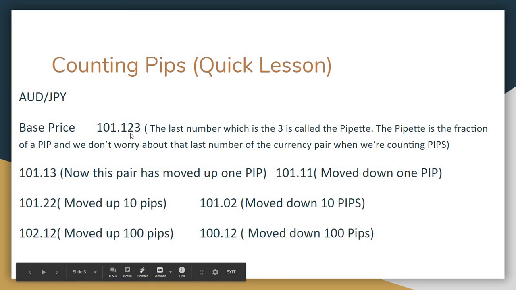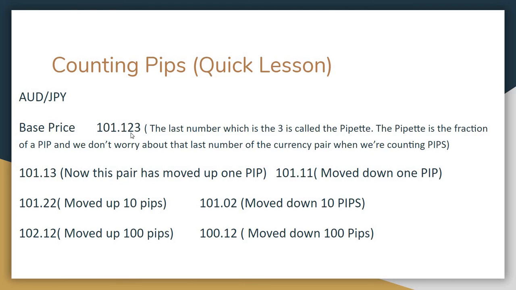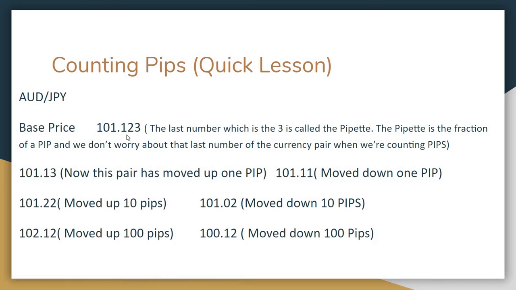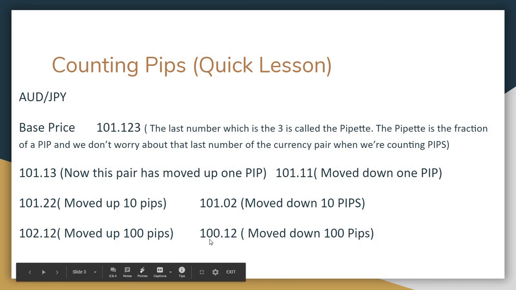Same thing with the hundreds place. Let's go back. We have our ones, our tens, and our hundreds place right here. All we have to do to move up 100 pips is add 100 to this number. So now the price is at 102.12 and it's moved up 100 pips. And if we took the trade at 101.12 and the price is now at 100.12, then it's moved down 100 pips.